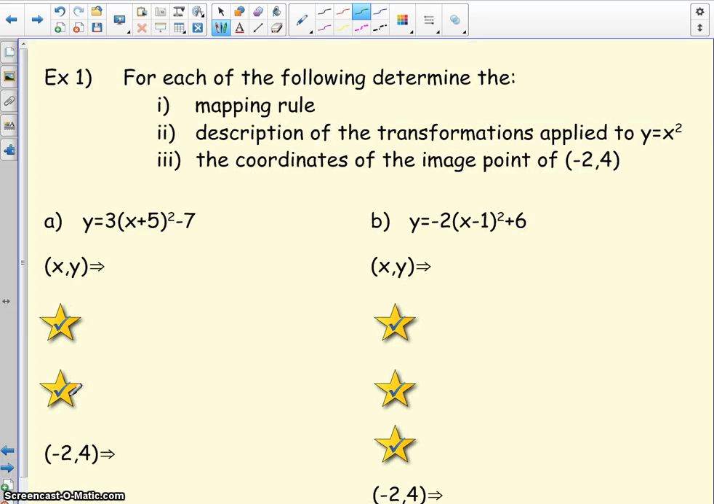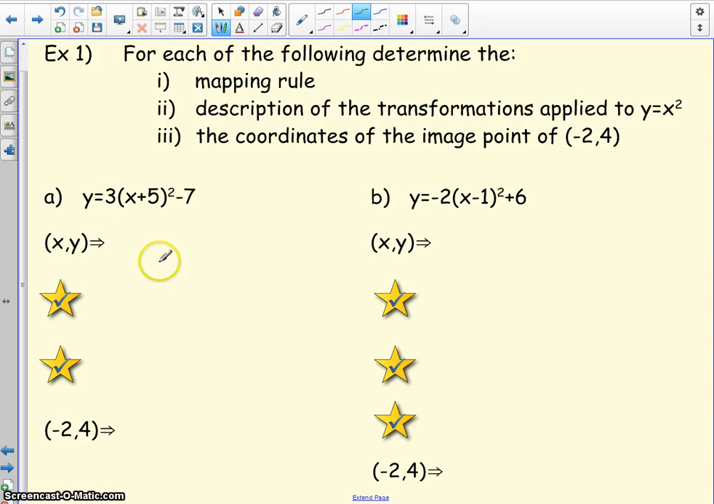Okay, so before we get too much further along with this, I just want you to practice here. Here's a couple different equations. For each one of these, I want you to determine what the mapping rule would be. Then I want you to list the transformations, whether it's been vertically stretched or compressed, whether we have a reflection in the x-axis or not, whether it's moved left, right, up, or down. So please list those as well.